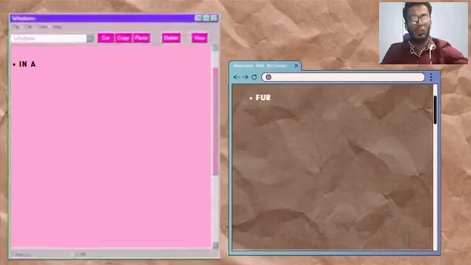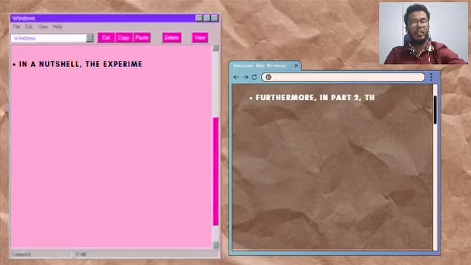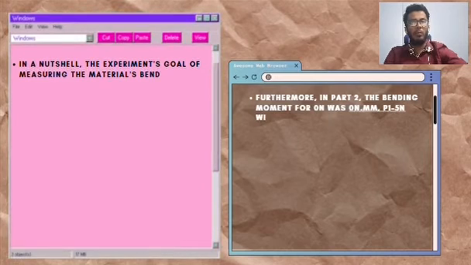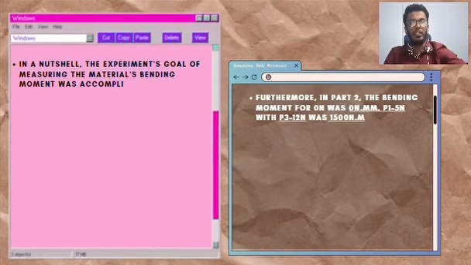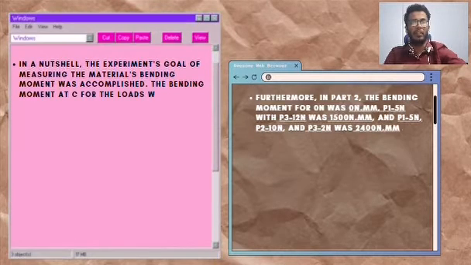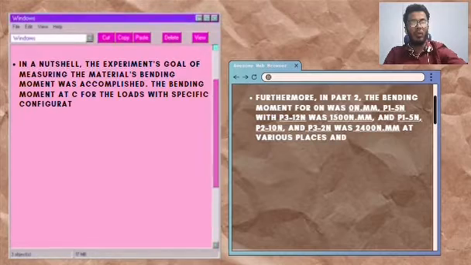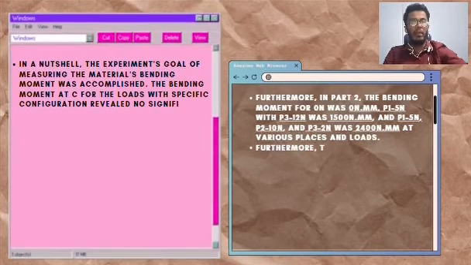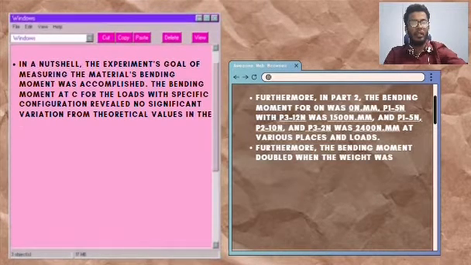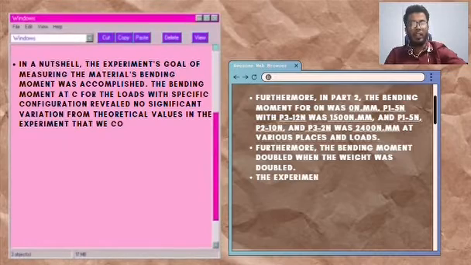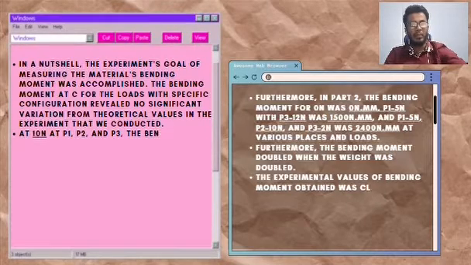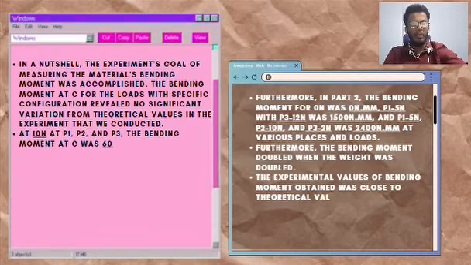So let's move on to the conclusion part. In a nutshell, the experiment's goal of measuring the material's bending moment was accomplished. The bending moment at C for the loads with specific configuration revealed no significant variation from theoretical values in the experiment that we conducted. At 10 Newton at P1, P2 and P3, the bending moment at C was 600 Newton millimeter, 1800 Newton millimeter and 900 Newton millimeter respectively, whereas at 20 Newton it was 1200 Newton millimeter, 3600 Newton millimeter and 1800 Newton millimeter.